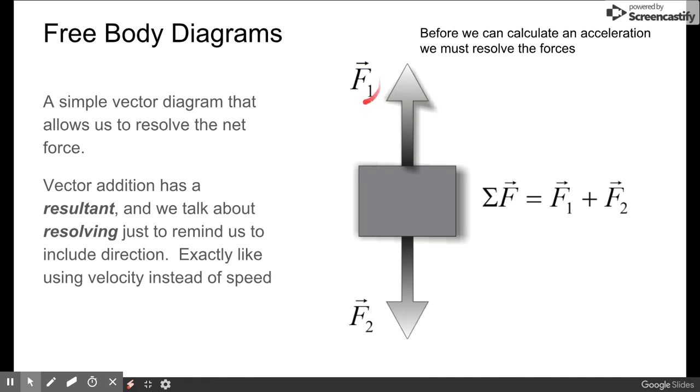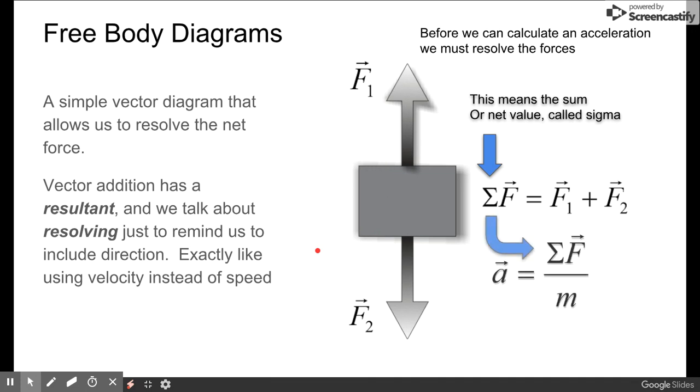This object has a force pulling up and a force pulling down. So the sum of all forces needs to be worked out first. This little thing here is called sigma, and it's a Greek letter meaning sum. It's probably on your calculator if you go looking for it. So you take the sum of all forces as F1, F2, F3, and so on. And they are definitely vectors.